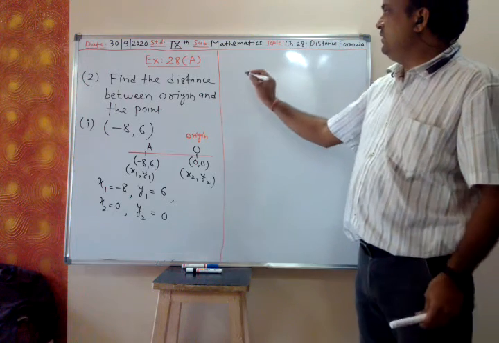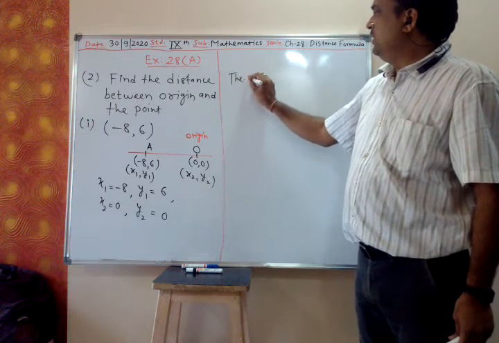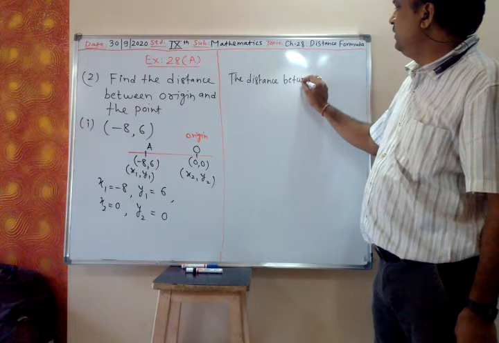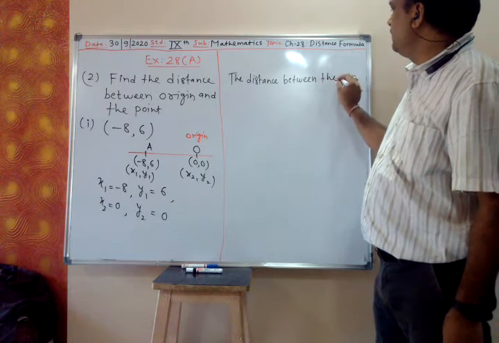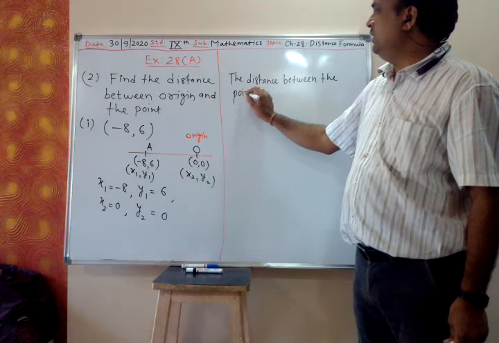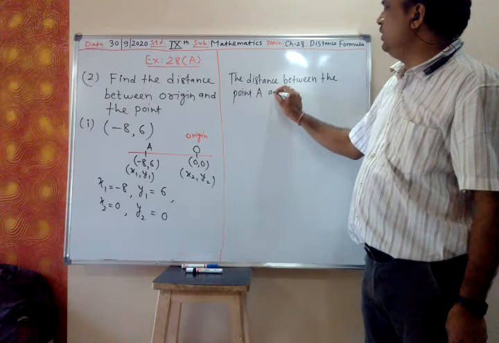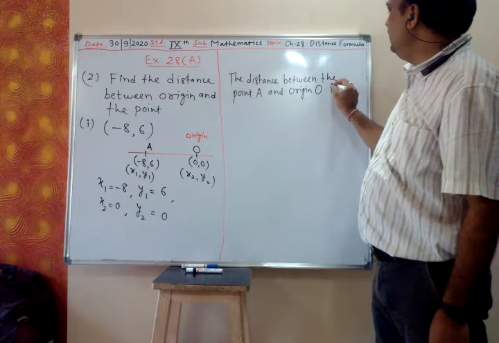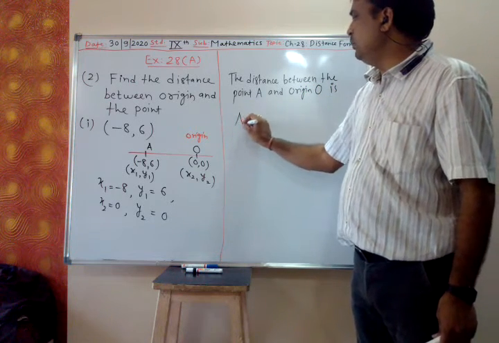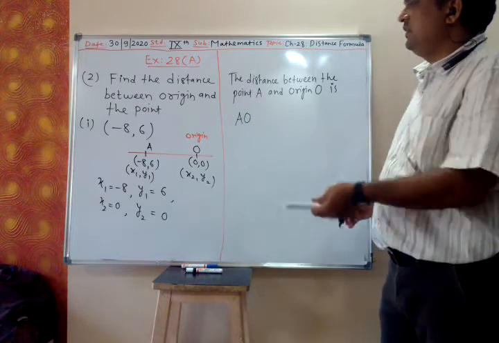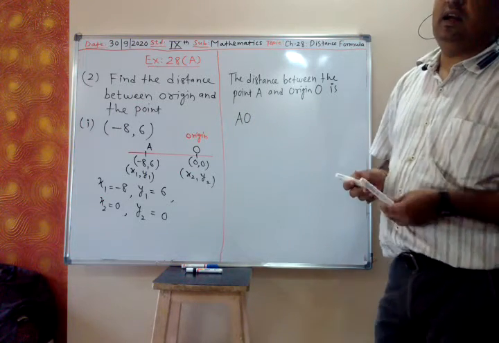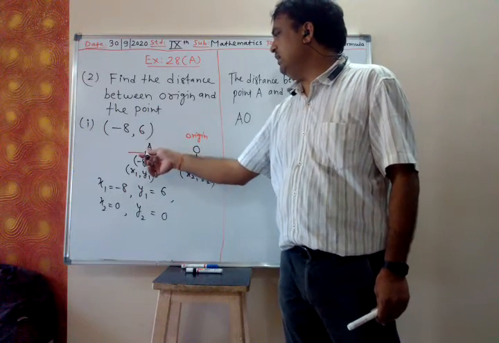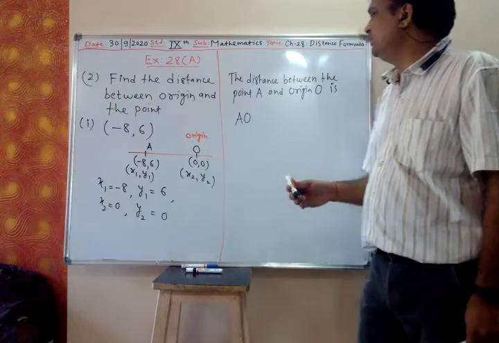Now the distance between the point A and origin O, I will read this as AO. You can also read this OA. Anyone you can take. You can take this as x1, y1. I have taken AO, you can take OA, no problem.